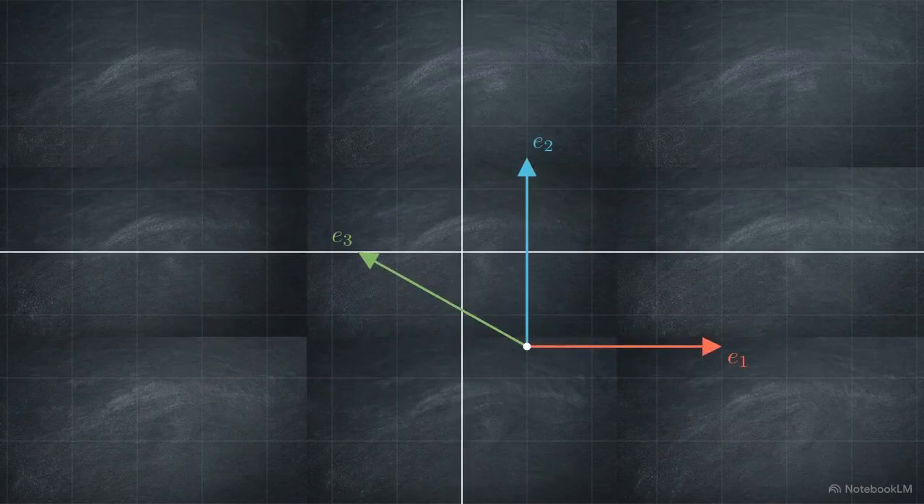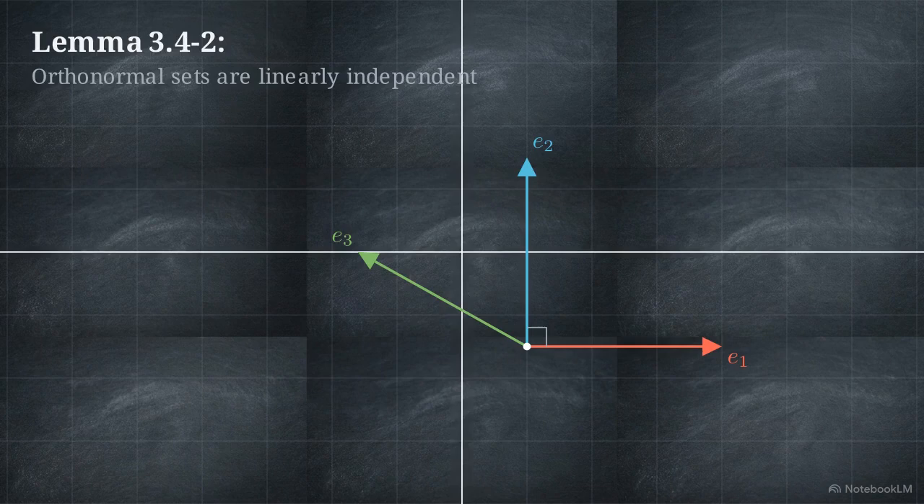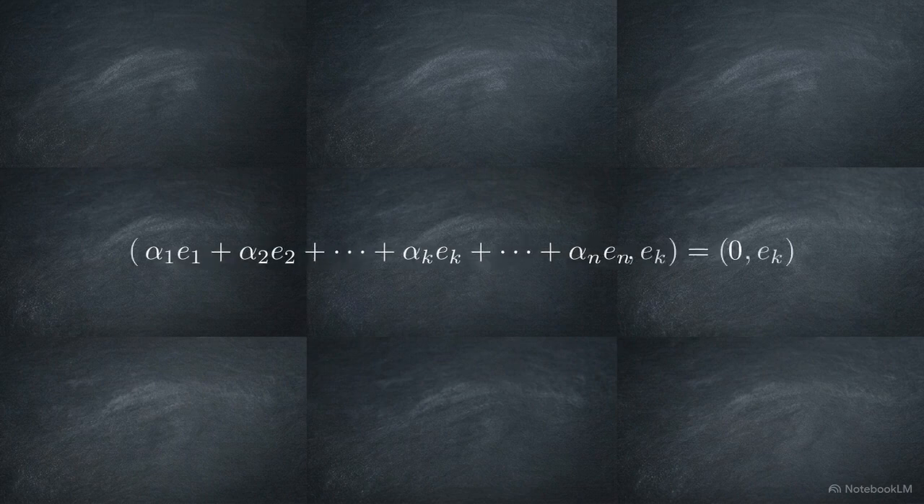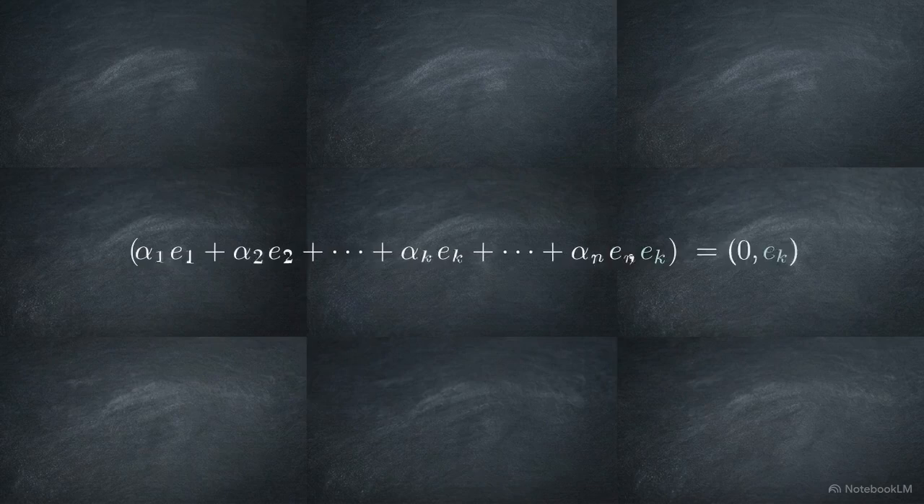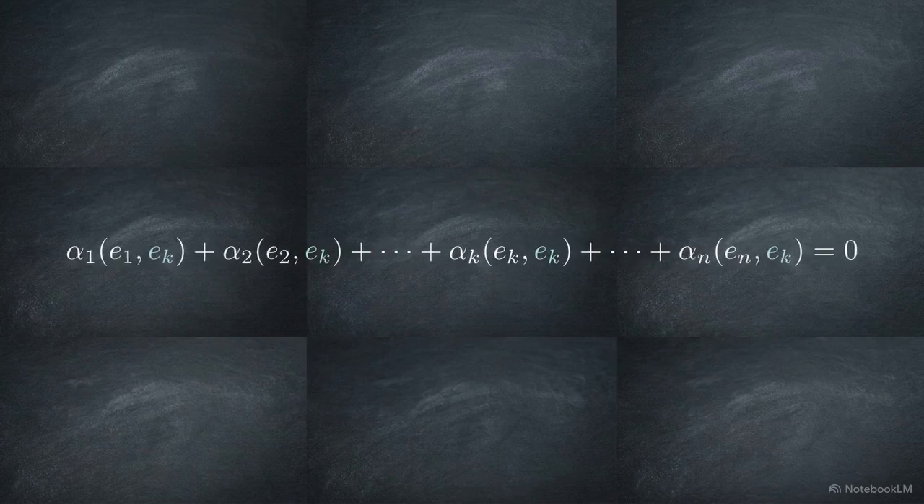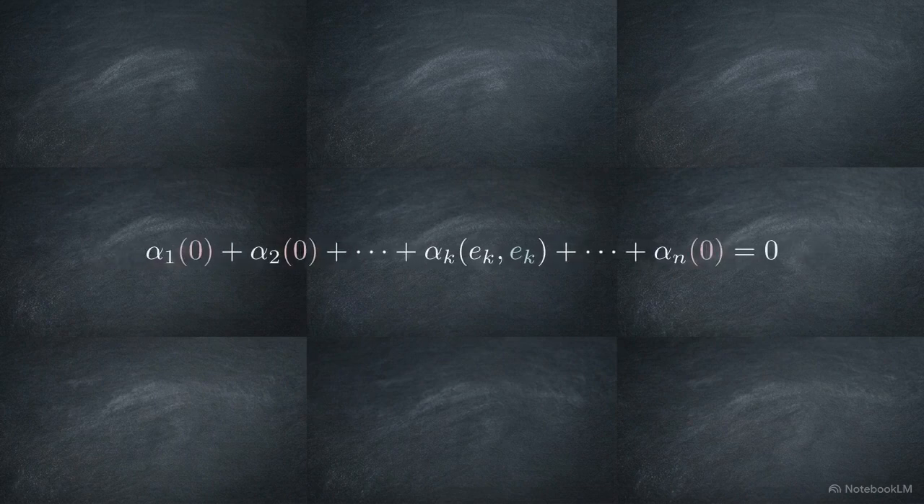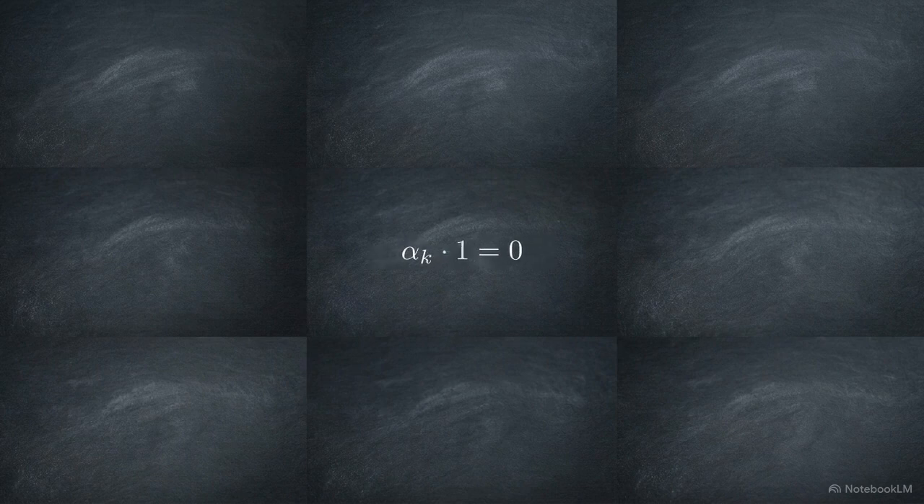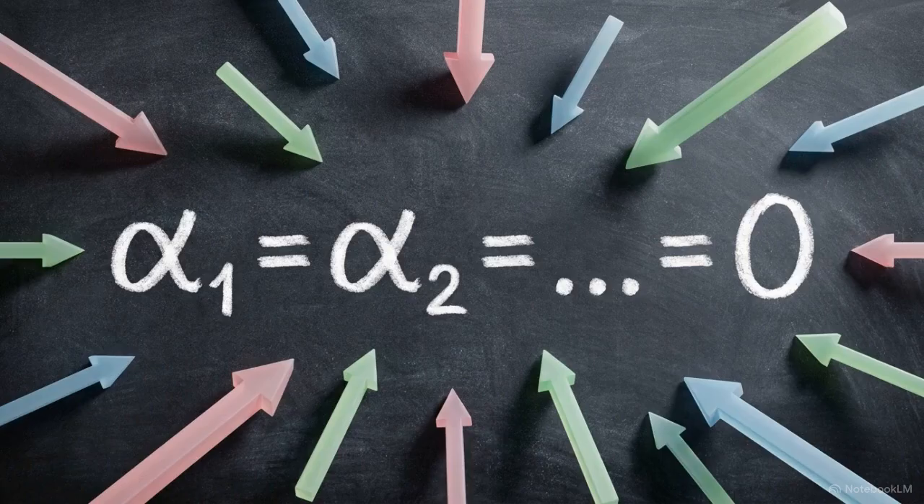According to Lemma 3.4-2 in Kreyszig, every orthonormal set is strictly linearly independent. This means no vector in the set can be constructed by combining the others. To prove this, we set a linear combination of our orthonormal vectors equal to 0, and then multiply both sides by a specific vector, ek, to take the inner product. Because all the vectors are orthogonal, their inner products equal 0, wiping out every term in the sequence except the one containing ek. Since the inner product of ek with itself is 1, we are left with the coefficient alpha k equals 0. If all coefficients must be 0, the vectors are linearly independent.